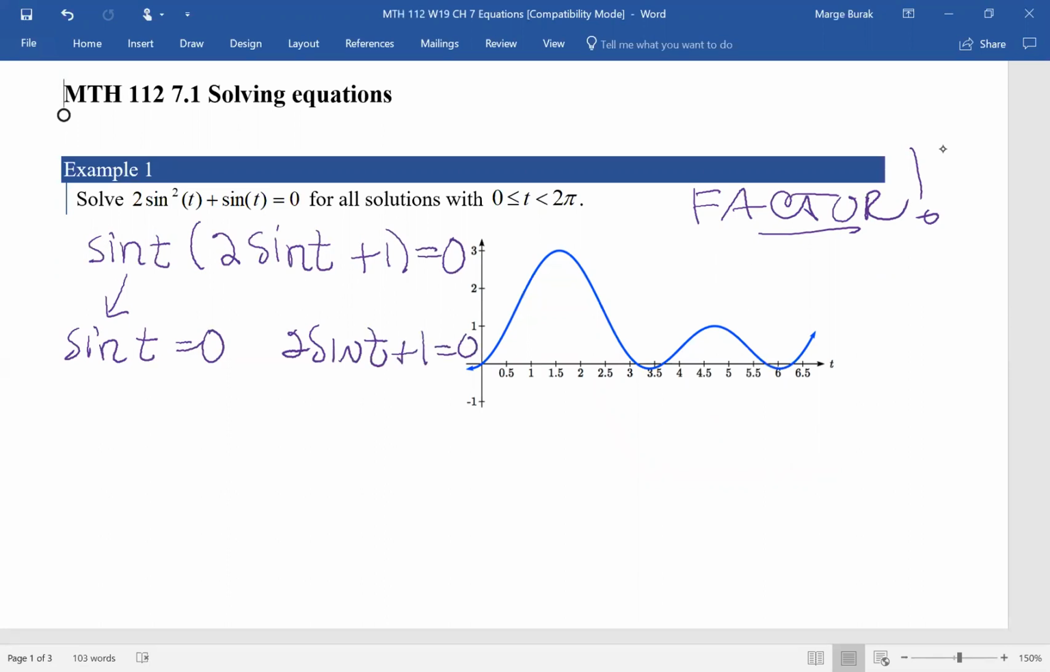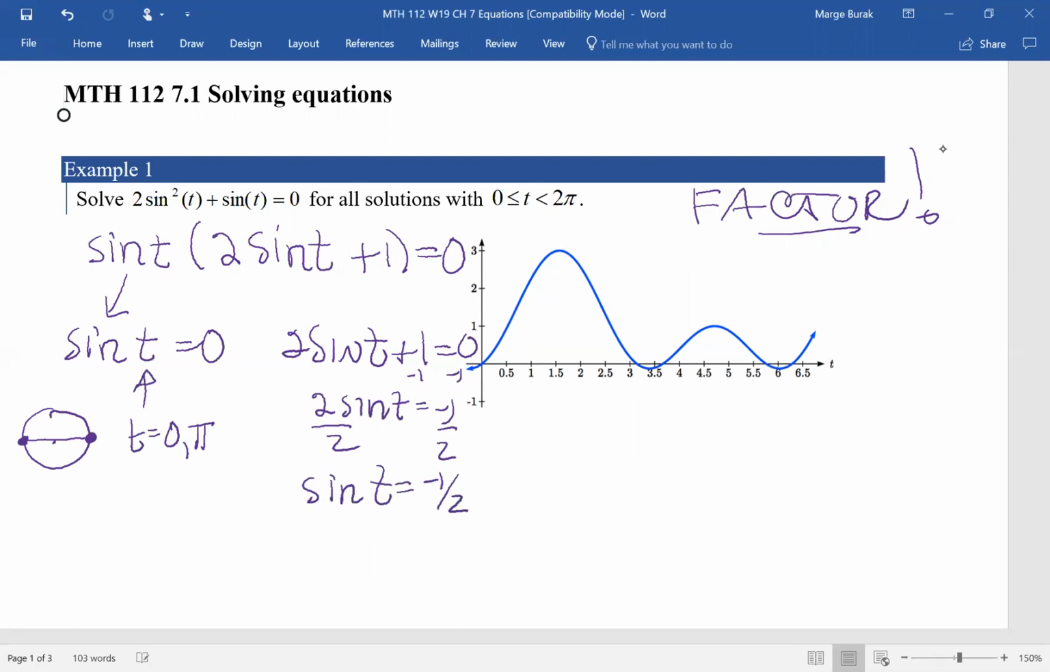And so I find what angle has a sine of 0, and just look at your unit circle and think about it. Okay, sine is the y-coordinate. So the y-coordinate would be 0 at 0 and pi. So t equals 0 and pi. Now over here, minus the 1, divide by 2.